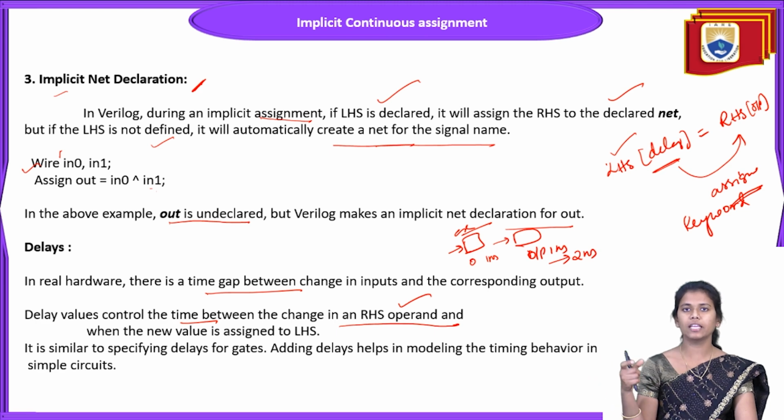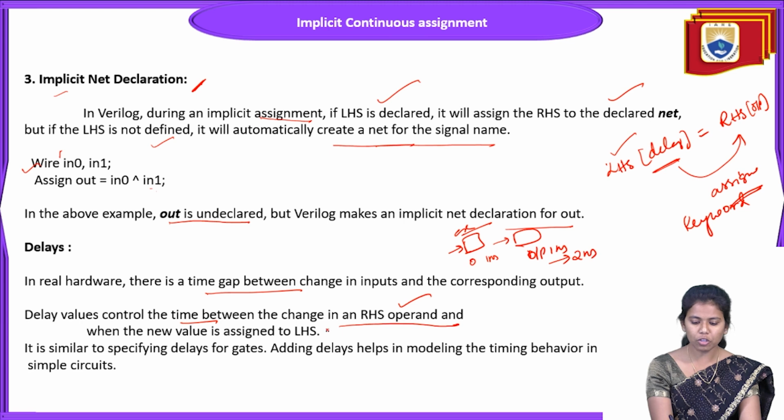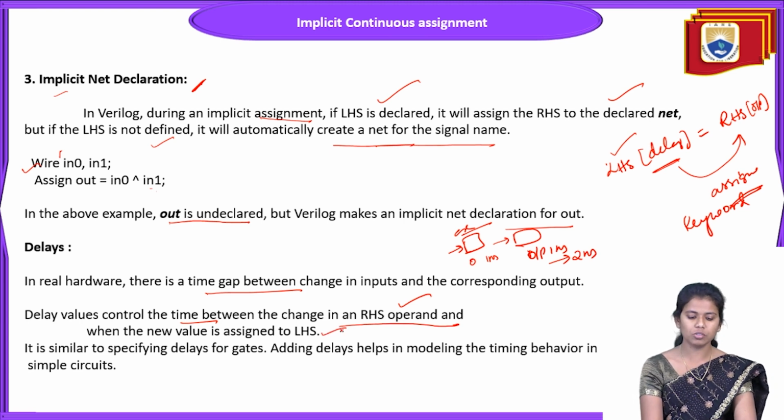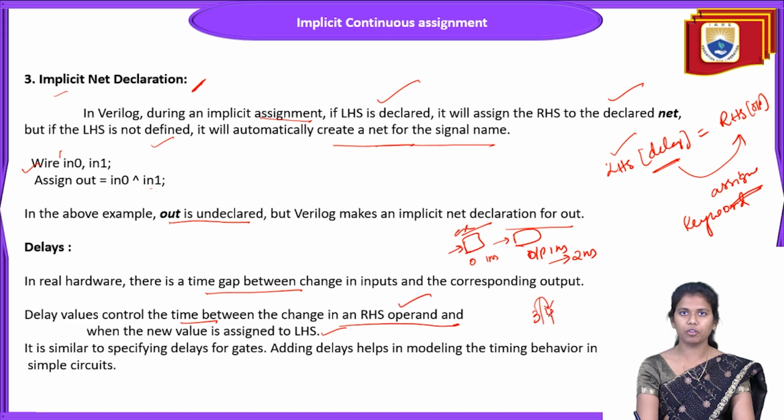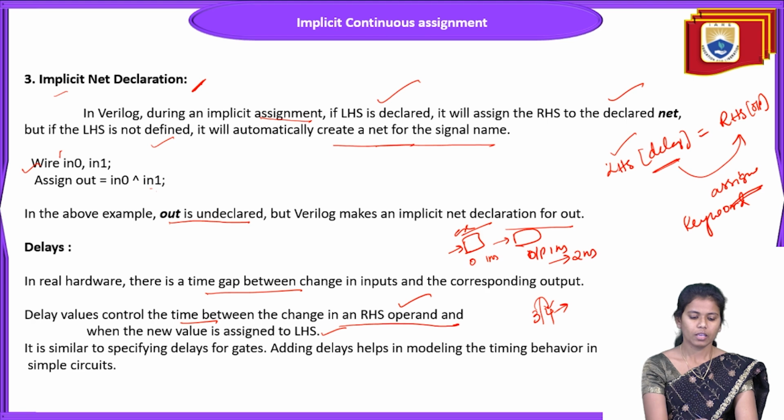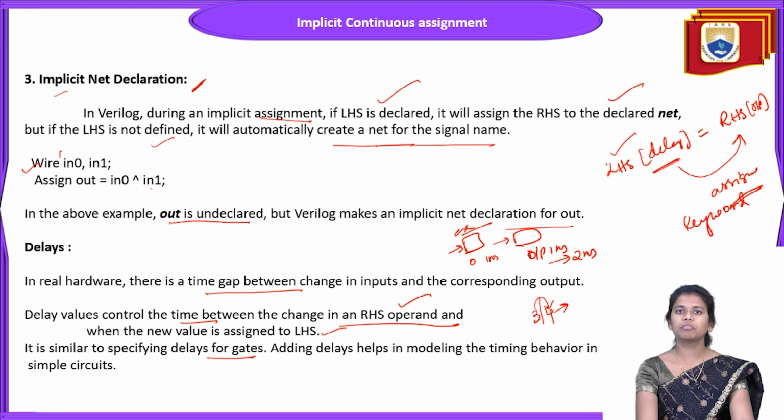So at the right-hand side, at the output expression, I can observe with how much delay the output is observed, and also when the new value is assigned to the LHS. In this case also, when we assign a new value, say instead of 3 I abruptly assign 4, there is a possibility of a delayed output. It is similar to specifying delays for gates. Obviously, in gate-level modeling we see the delays. Sometimes the delays are high and sometimes low compared to what we expected.